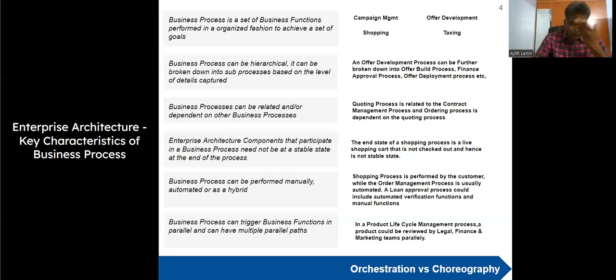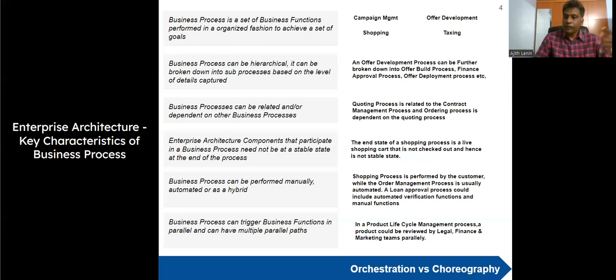So for example, when we are looking at a shopping process, the end state of a shopping process is a live shopping cart, but we cannot call it a stable state of the business because the shopping cart as is needs some action to it. It needs to go through a checkout process, and fulfillment needs to be done for a sales service to be completed. So when we complete a business process, that doesn't mean that it has to be in a stable state. There could be a transition state where some action needs to happen.